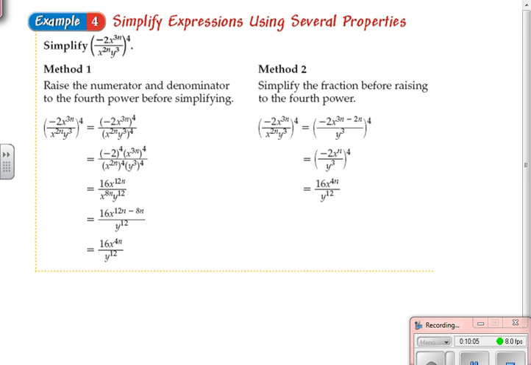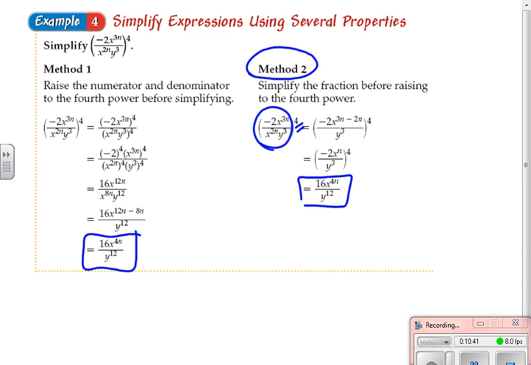So we can just continue to layer and make them a little bit more complicated every time. So when I look at negative 2x to the 3n over x to the 2n y cubed, all to the 4th power, you could simplify inside first and then to the 4th, which is probably how I would do it, which is method 2. Simply because if I can make this simpler first before I go to the 4th power, I can usually do more of it in my head. But as you can see, no matter which way you do it, you end up with the same answer.